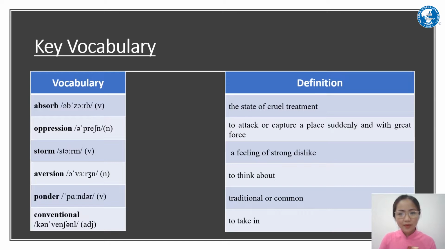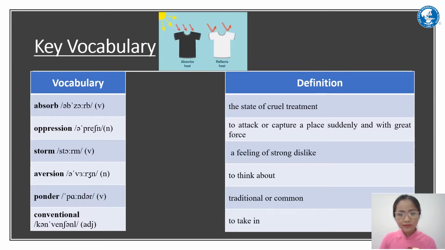Okay, time's up. Have you finished? Now, let's look at the first word, absorb. So basically, dark colors absorb more heat than lighter ones. For example, on a hot day, wearing a black t-shirt can make you feel hotter than wearing a white t-shirt. So what does it mean, absorb? Yes, that's right. It means to take in.